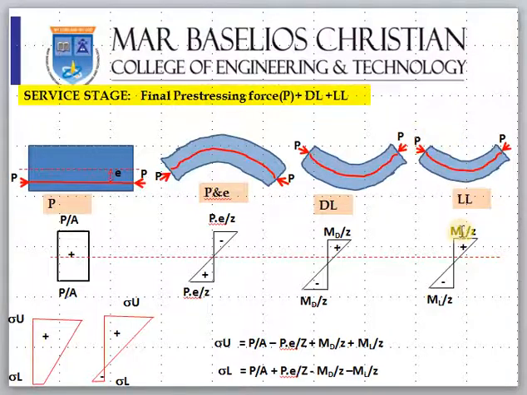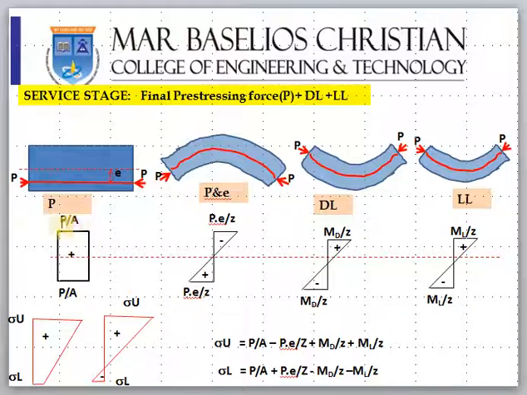Then another load comes, which is live load. Because of live load you have ML by Z, where ML means the bending moment due to live load, which is calculated by WL into L square by 8. WL means live load, the superimposed load, into L square by 8, because in a simply supported beam it is WL square by 8. Consider it as a simply supported beam. ML by Z is also positive. Top compression, bottom tension.